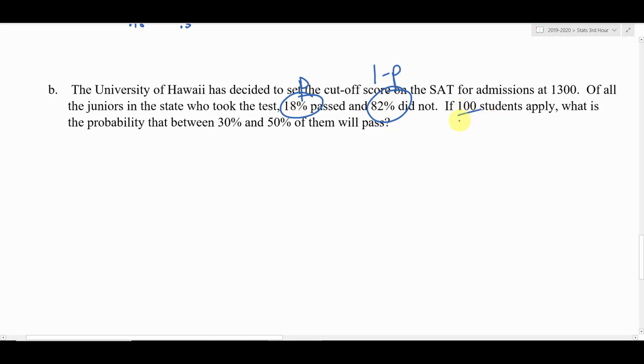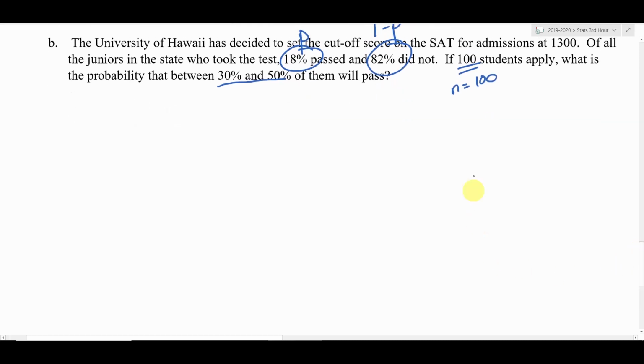This time the sample size is 100. It says if 100 students apply, what is the probability that between 30 and 50% will pass? So this is like our upper and lower bound when we get to the normal distribution. All right, so let's start with that. Is it going to be normal? Yes, the sample size is sufficiently large.